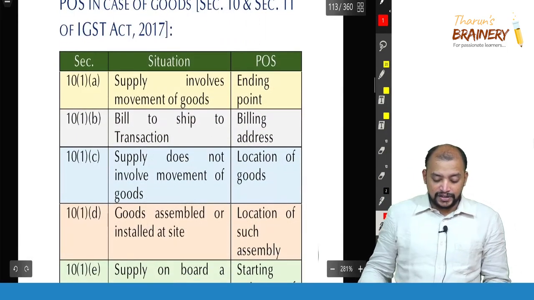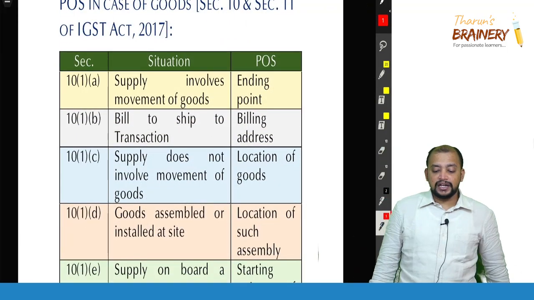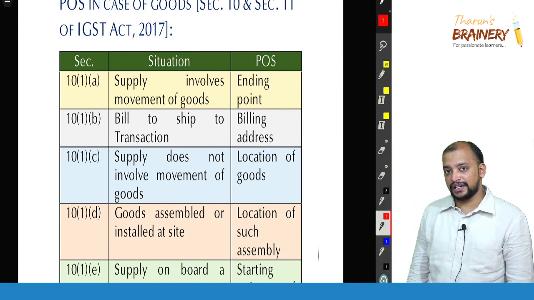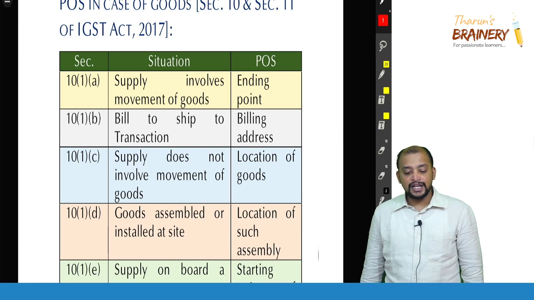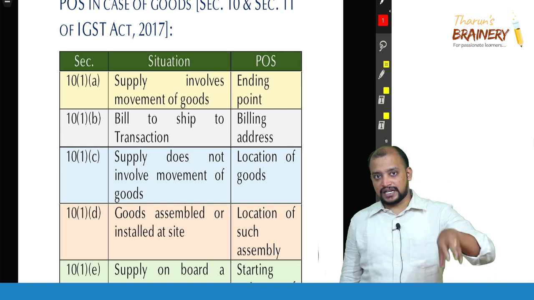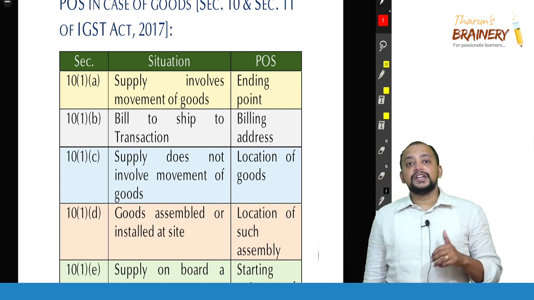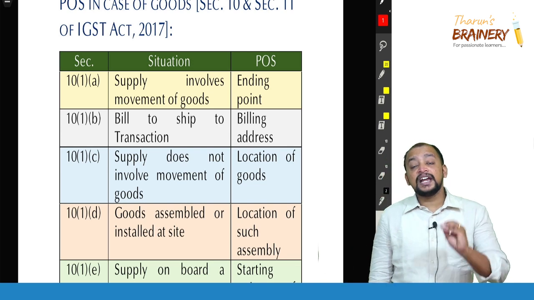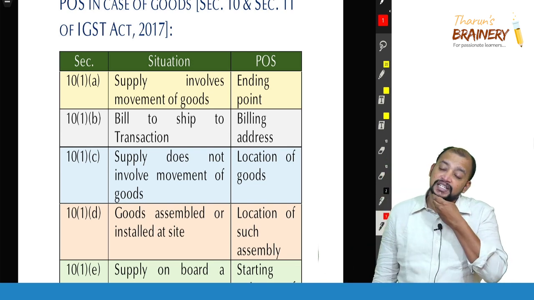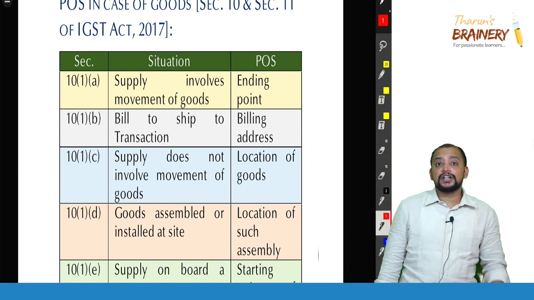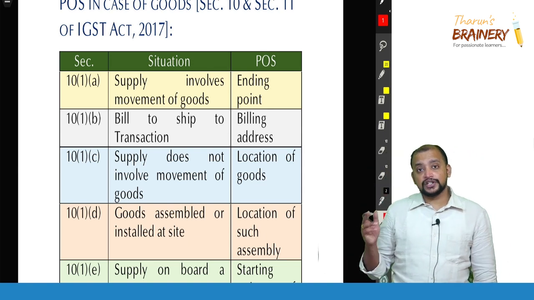Next, place of supply in case of goods. Section 10 and 11 we are discussing. Section 10 is applicable in case of domestic transactions. If supply involves movement of goods, we need to take the ending point as the place of supply. If supply does not involve movement of goods, the location of such goods.